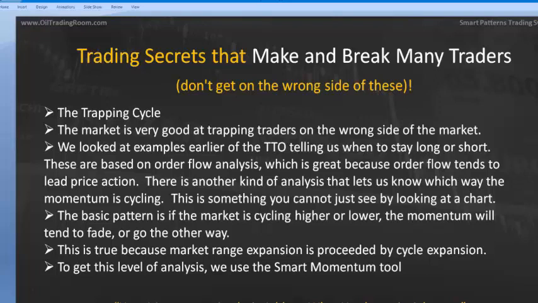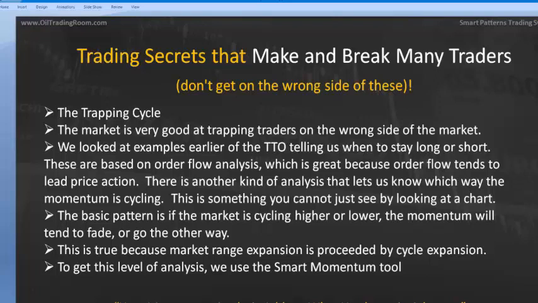Trading secrets that make and break many traders. The trapping cycle. So, I had mentioned, at the beginning of our discussion, the trap trader oscillator. Why did I name the tool that? Well, because the market is constantly getting traders on the wrong side and humiliating them over and over and over again. And so the market's just really good at doing that. In fact, you might even say that the market is a device for trapping traders on the wrong side of the market. It's kind of a form of comedy if you think about it. It just gets them on the wrong side and nails them, gets them on the wrong side and nails them.